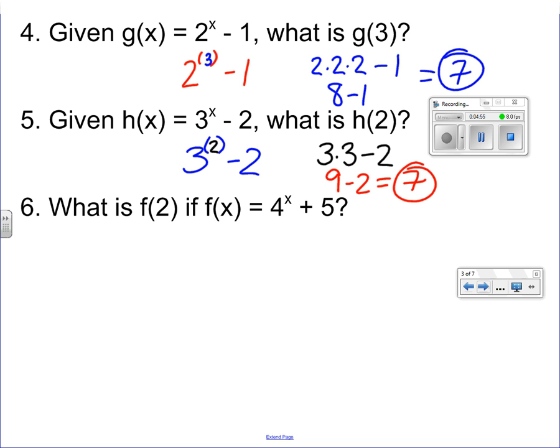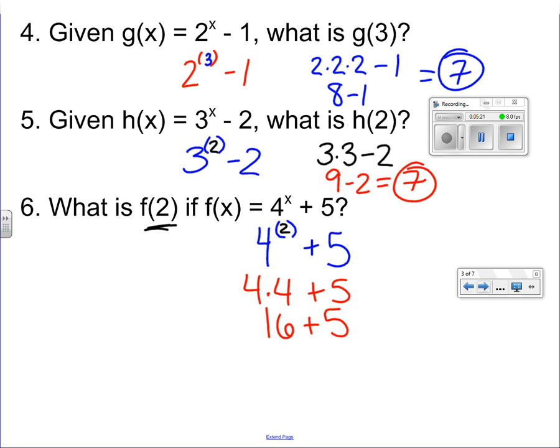Okay. Number 6, what is f of 2 if f of x equals 4 to the x plus 5? So build my frame. I'm going to plug in a 2. All right, so that means I write it twice. 4 times 4 plus 5. 4 times 4 is 16 plus 5. 16 plus 5 is 21.